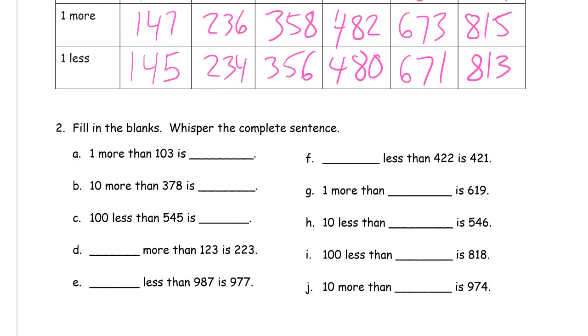Fill in the blanks and whisper the complete sentence. 1 more than 103 is 104. 10 more than 378 is 388. 100 less than 545 is 445. And then we have to figure out how much more than 123 is 223. That's 100 more.